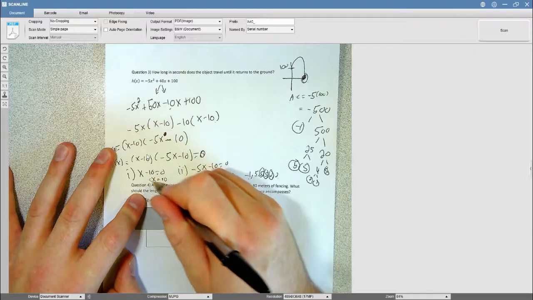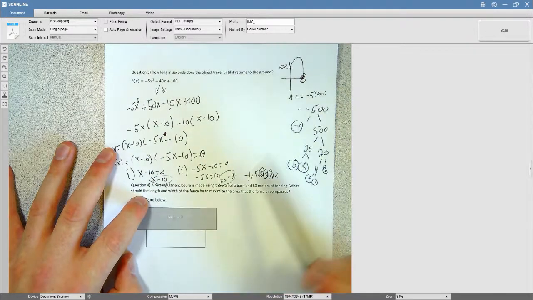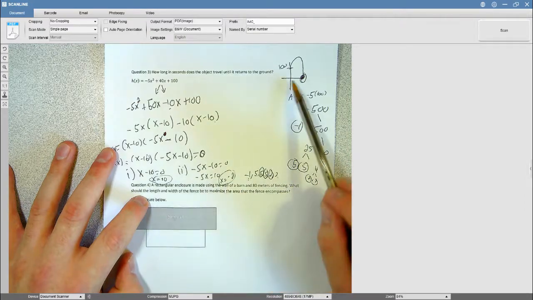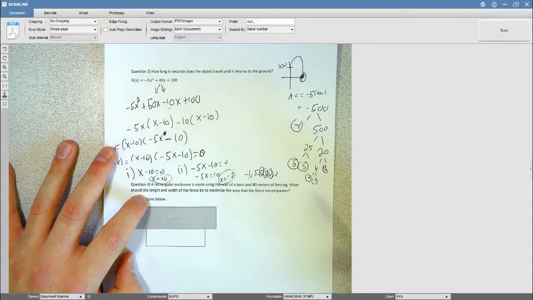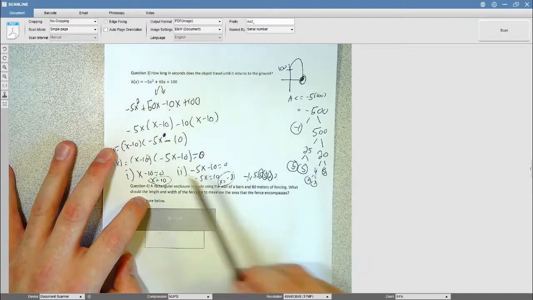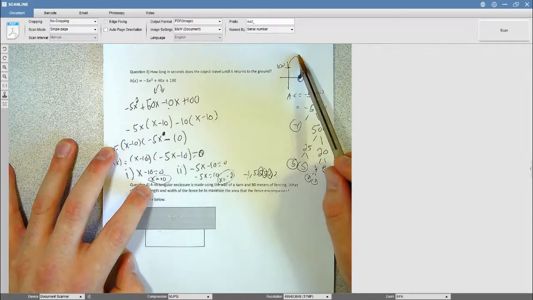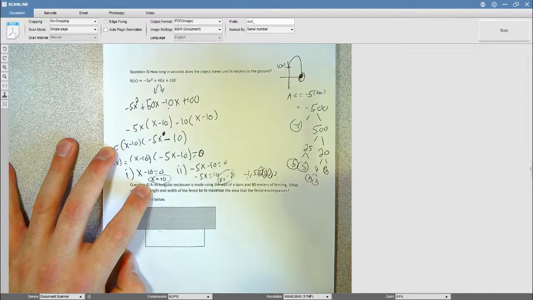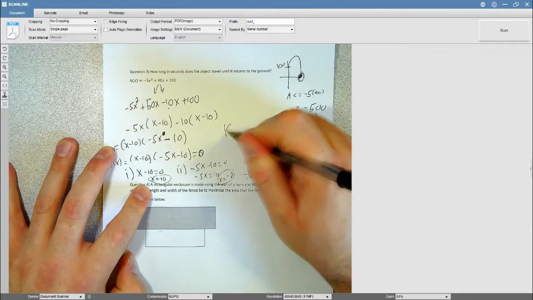Now, given these two answers, which one makes sense? Obviously, going backwards in time, negative 2 seconds, that wouldn't make a lot of sense, right? The only thing that makes sense is that at 10 seconds after the object starts its flight, it makes its way back down to the ground. So the answer is 10 seconds.